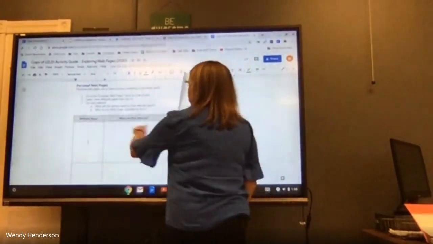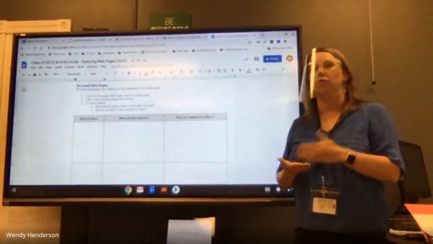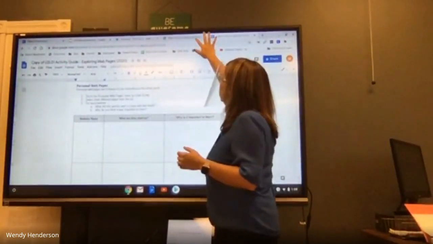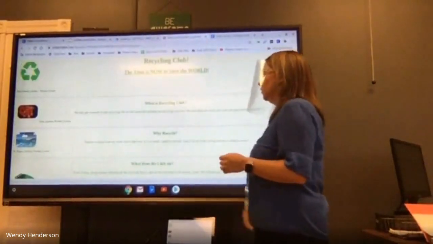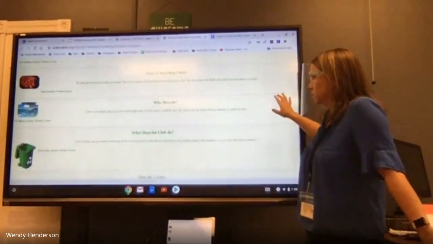And then what are they sharing? This box is not wanting you to list every single thing on the web page. Instead, they're wanting kind of an overall view of what they are sharing on this web page.